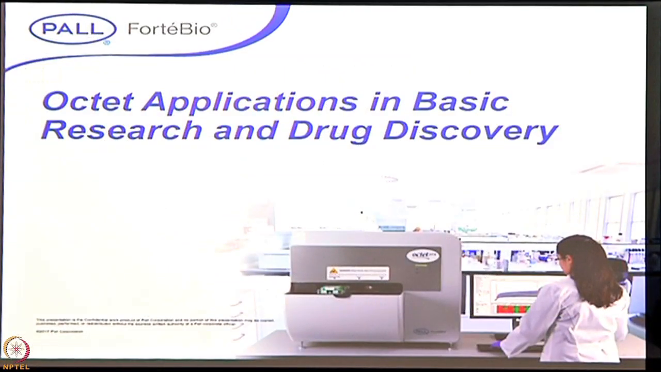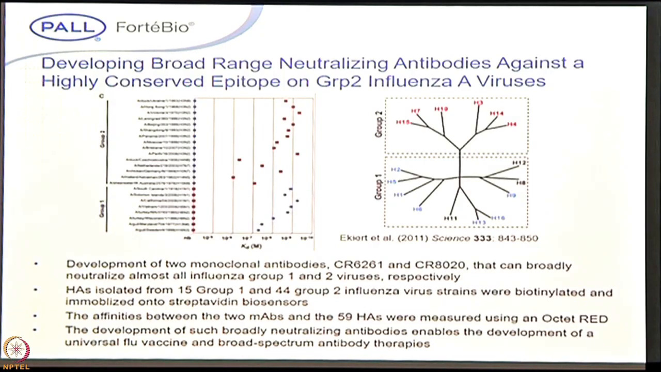So coming to the application side, how are we going to use this? One example is from a group interested in developing a vaccine based on influenza. They identified two antibodies with broadly neutralizing capacity to influenza. In this experiment, the author isolated 15 group 1 and 44 group 2 different hemagglutinins, did a biotinylation, and then immobilized all 59 hemagglutinins using the streptavidin sensors, and screened with the respective antibodies.